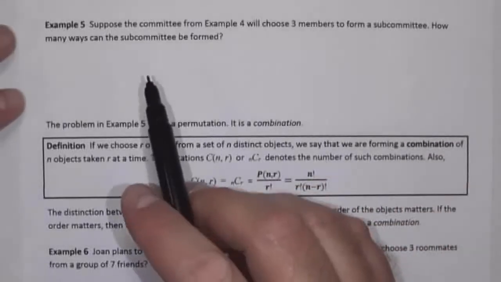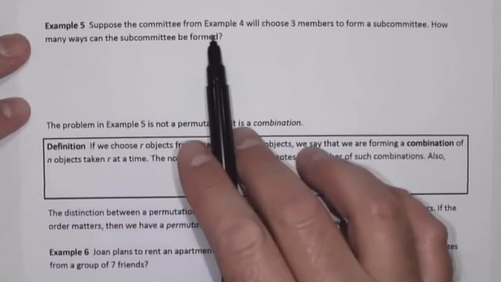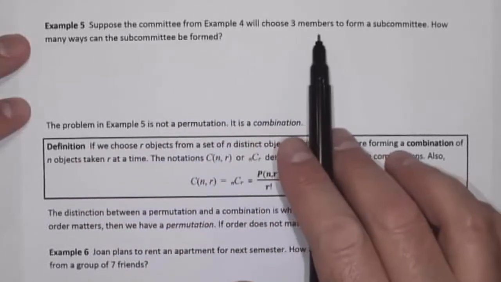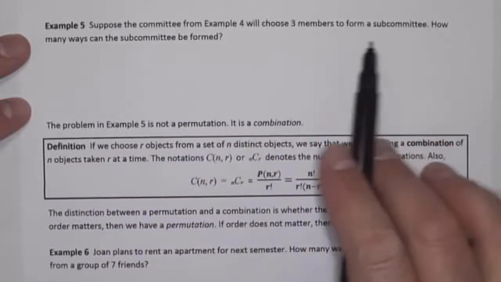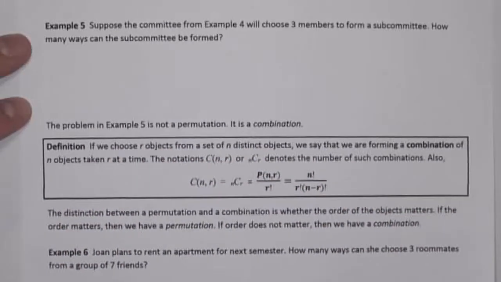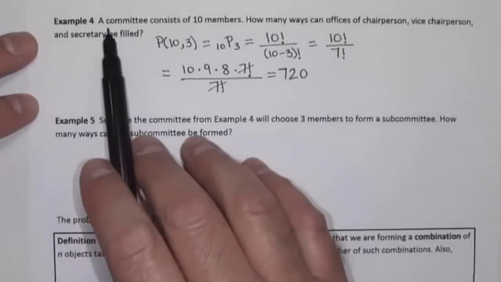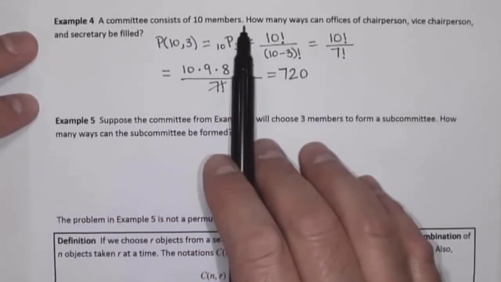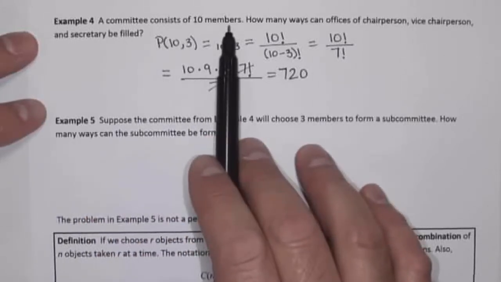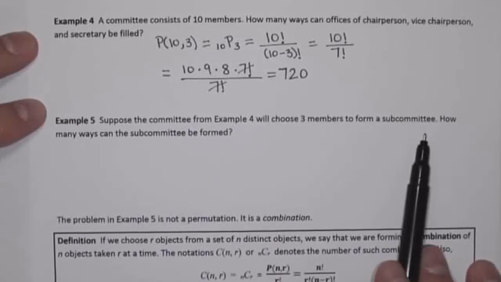Let's take a look at example 5. Suppose the committee from example 4 will choose 3 members to form a subcommittee. How many ways can the subcommittee be formed? So let's take a look back at example 4. In example 4, we had a committee of 10 members. So we have this committee of 10 members, and we're going to choose 3 members to form a subcommittee.